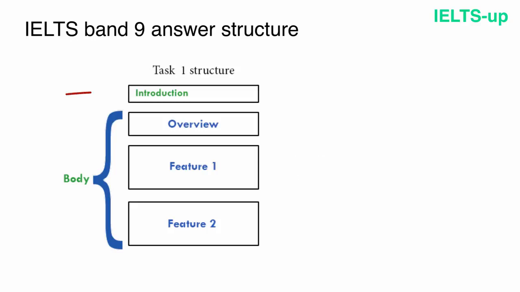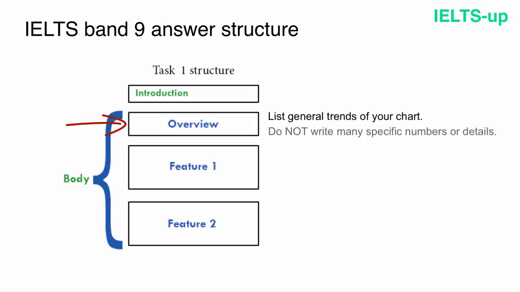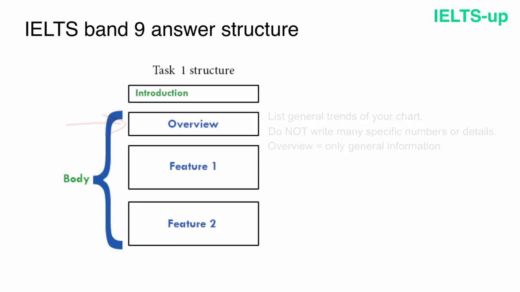Your first paragraph is an introduction. In this paragraph, you should introduce your chart to the readers in 1 or 2 sentences. Next, you should write an overview paragraph. In this paragraph, you should list general trends of your chart. Do not write many specific numbers or details in this part. Remember, overview should contain only general information.